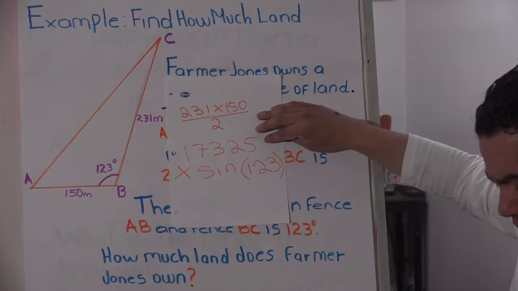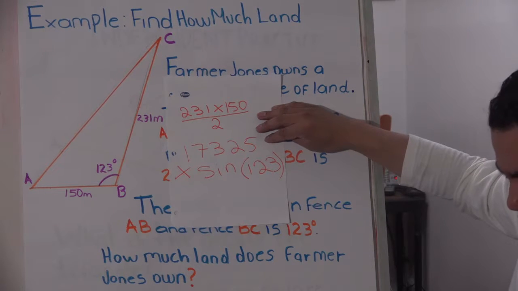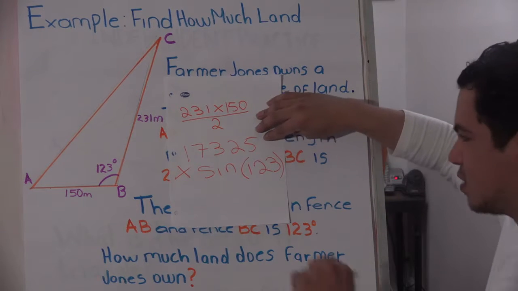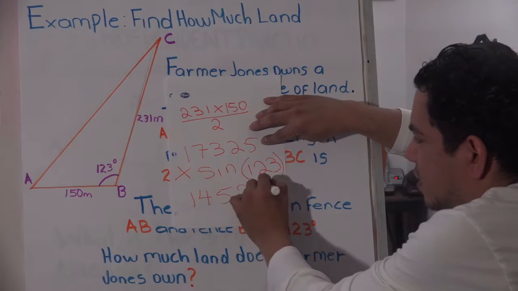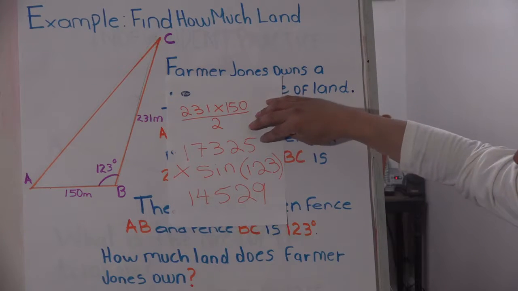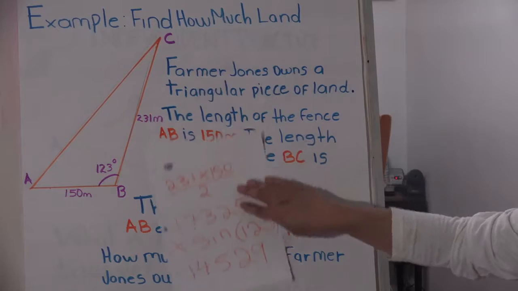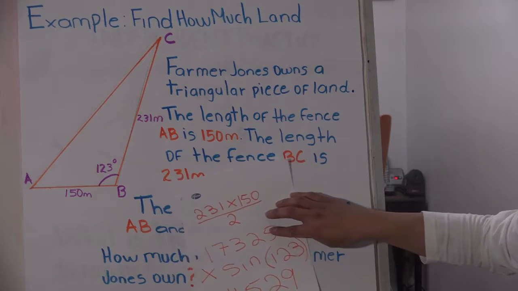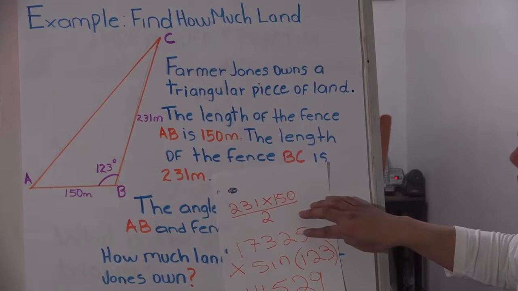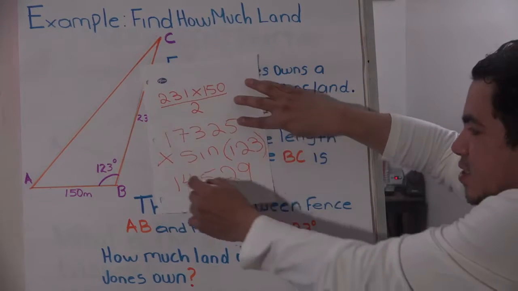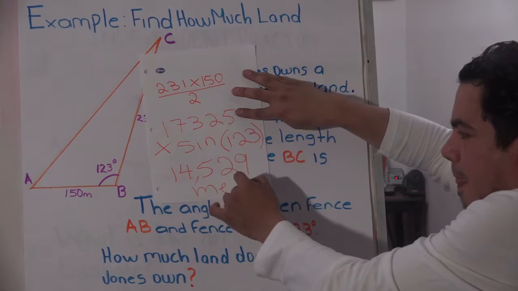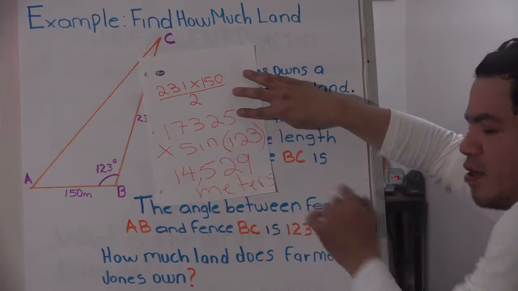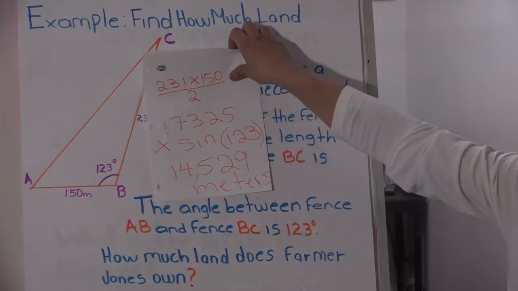So that's exactly what I'm going to do. I'm going to multiply it by the sine of 123. And I get 14,529. In this case, let me see what we're talking about. Do we have a unit measure? Oh, yes, meters. So then this is 14,529 meters.